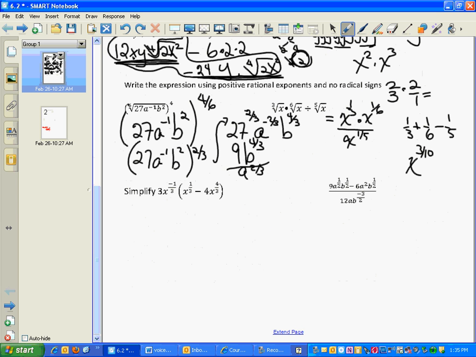All right, here we go. What do you think I'm going to do in this problem? Yep, this, because 1/3 plus 1/6 minus 1/5 is 3/10. Because don't I have this fraction down here? And don't I subtract that exponent then? Okay, so we distribute the 3x to the negative 1/3 to the first term and to the second. So that's 3x to the negative 1/3 times x to the minus, 3x to the negative 1/3 times 4x to the 4/3.